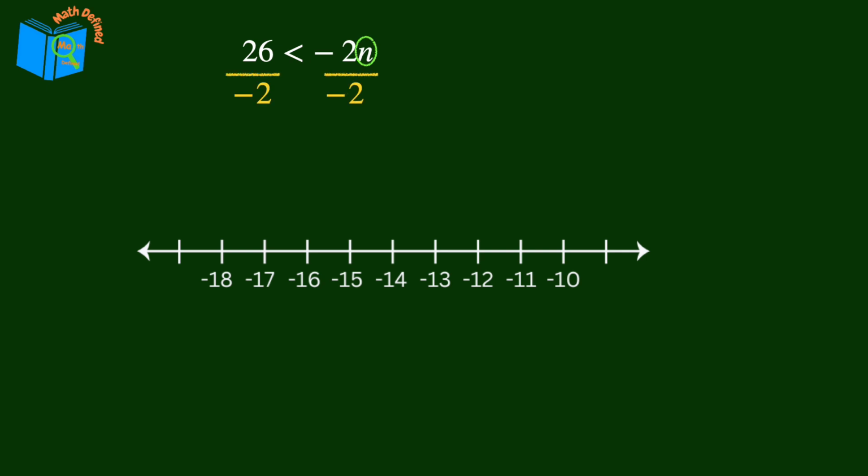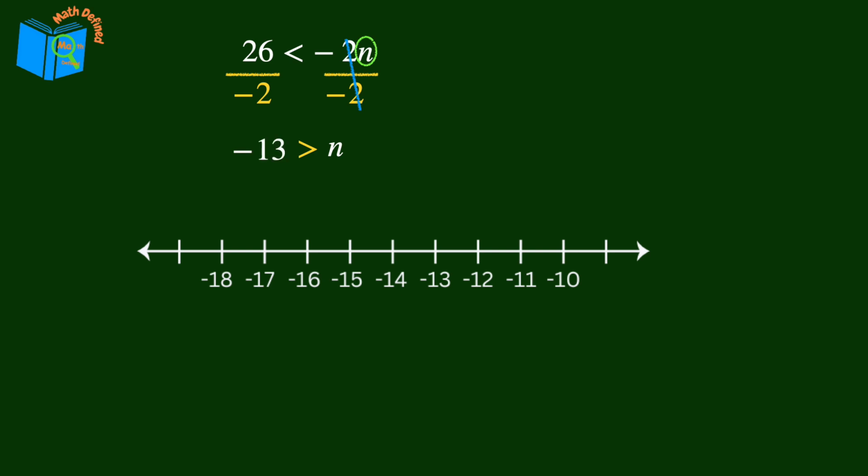On the right side, the negative 2's cancel out, leaving n. But remember our rule that dividing an inequality by the same negative number on both sides means that we must also flip the inequality sign. Moving on to the left side, positive 26 divided by negative 2 is negative 13.